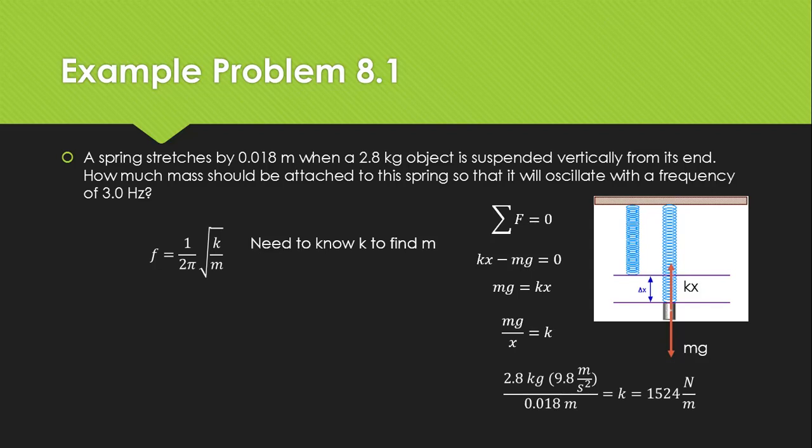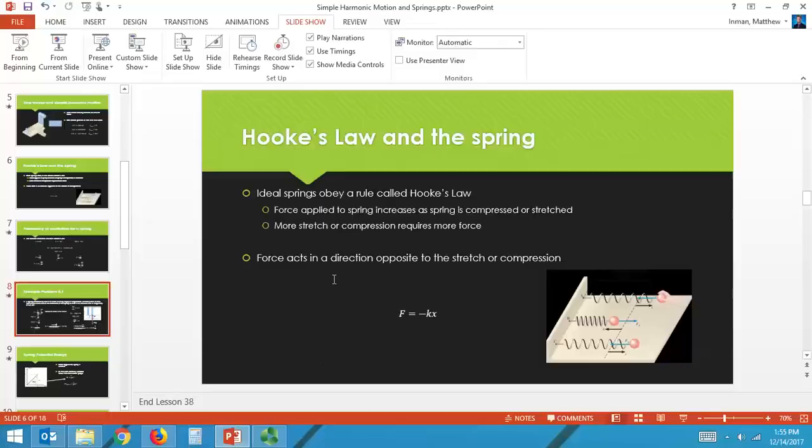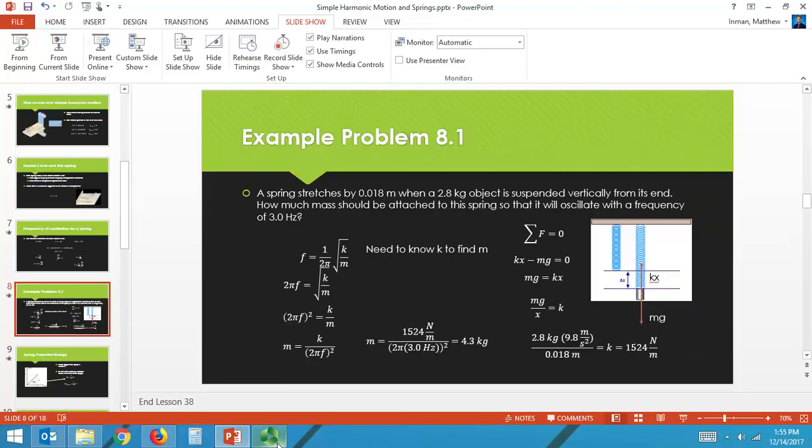Now I can solve my other equation for m. Multiply 2 pi to both sides, square everything to get rid of the square root. It looks like I want to multiply by m to get the m out and divide by 2 pi times frequency, squared. And what I'm left with is 4.3 kilograms as the mass that we need to put on there. So it's a quick overview of a quick problem dealing with Hooke's law and our formulas for frequency or period, and how we can use those to start to work some problems.